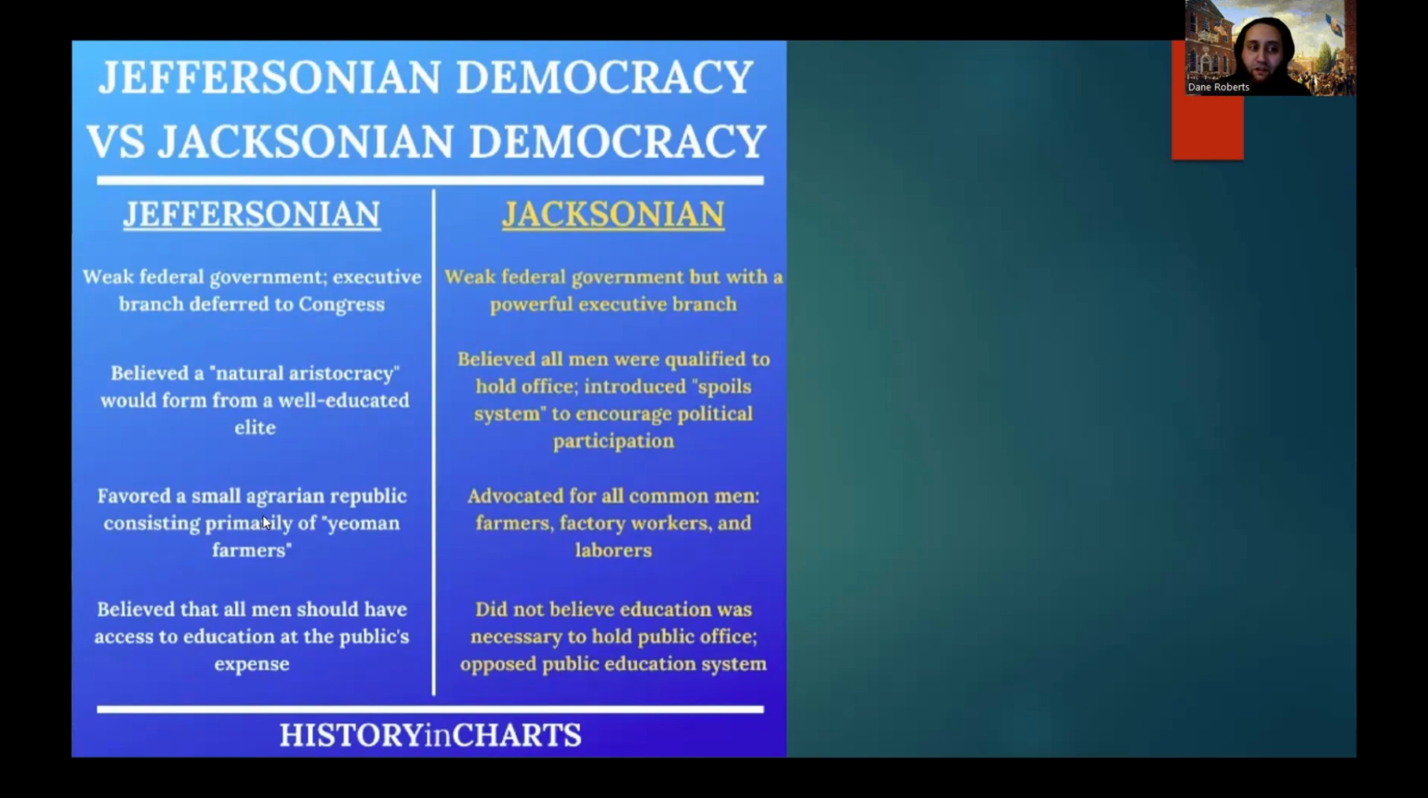The Jeffersonian democracy favored a small agrarian republic consisting primarily of yeoman farmers, whereas Jacksonian democracy advocated for all common men, farmers, factory workers, and laborers, to be able to participate in the democracy in the United States. Jeffersonian democracy believed that all men should have access to education at the public's expense. Meanwhile, Jacksonian democracy did not believe education was necessary to hold public office and opposed a public education system.